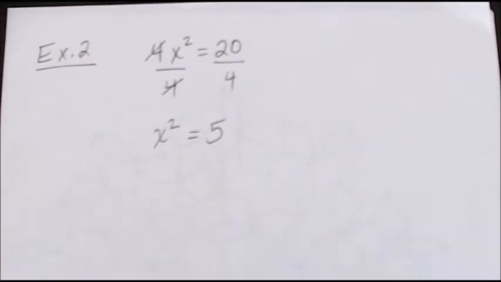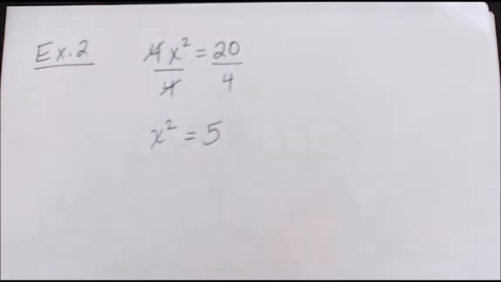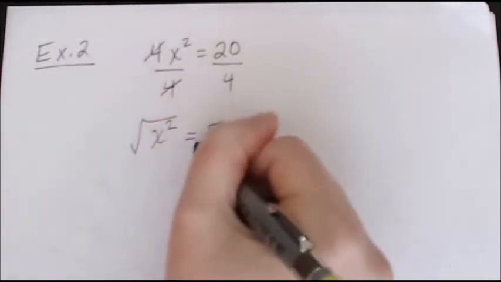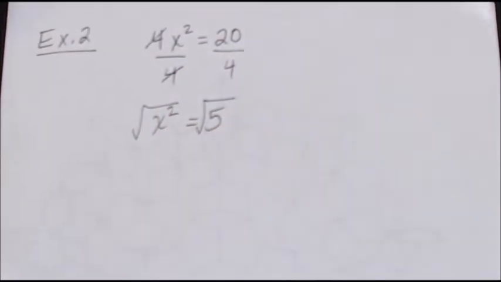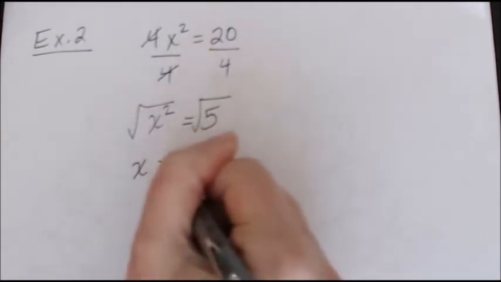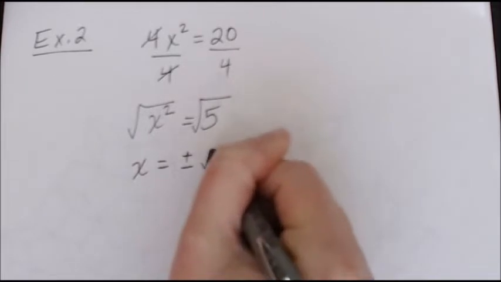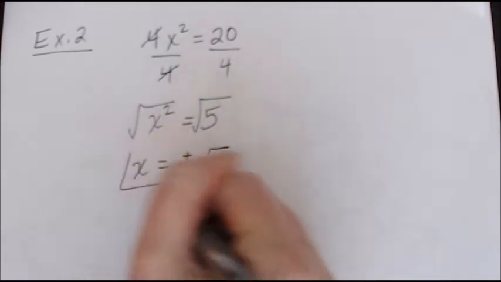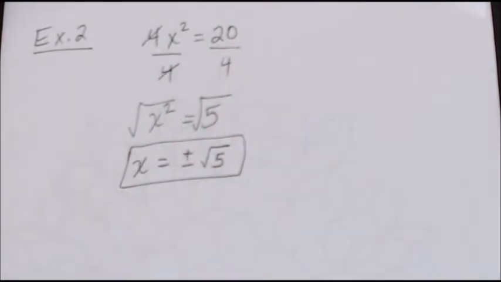And then we need to go ahead and take the square root of both sides. And when you take the square root of both sides, you need to remember that there's two square roots, a positive square root and a negative square root. In other words, if you square a positive, it gives you a positive. If you square a negative, it still gives you a positive. So the solution here is going to be plus or minus the square root of 5. And that's all we're going to do. So that's called the square root method.